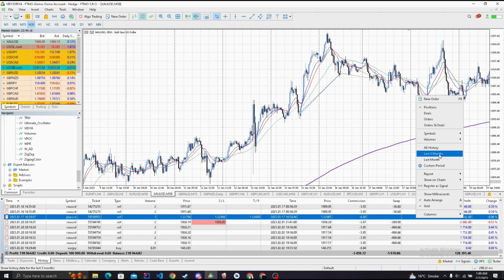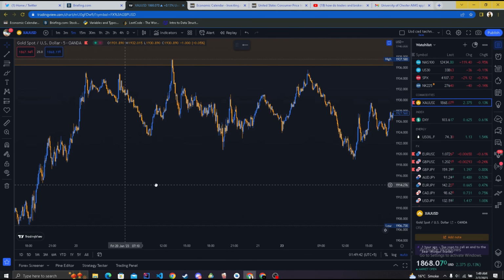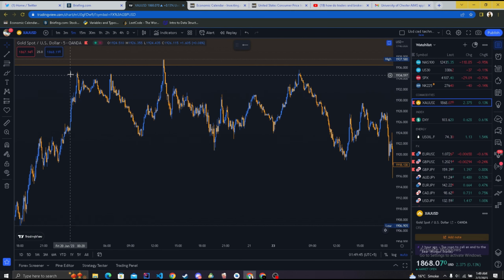As I have clicked on the last 3 months, my account history, you can see that I have generated almost $130,200. So you can also achieve these results. It seems difficult to trade the gold market, but by using this strategy, it becomes very simple and very easy.